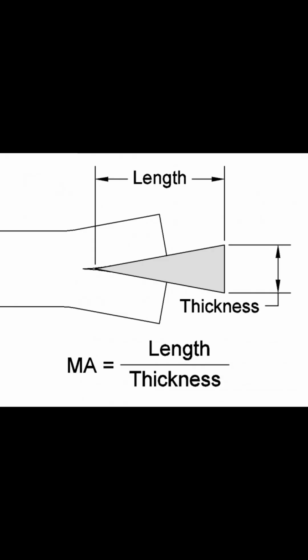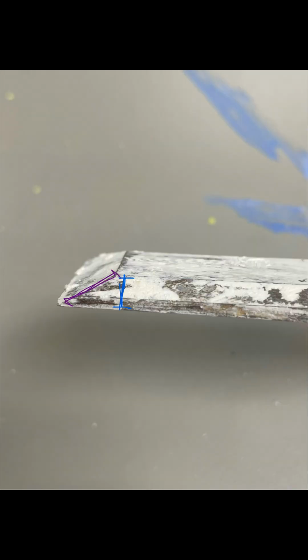To calculate its ideal mechanical advantage, you will take its length and divide it by its thickness. With the chisel that I use, its length, represented by the purple line, was 1 centimeter, and its thickness, represented by the blue line, is 0.5 centimeters. When you divide this, its mechanical advantage is 2, so this wedge is doubling the amount of force you apply to it.